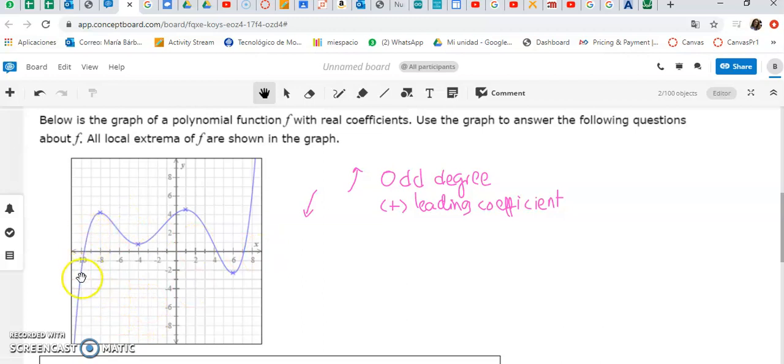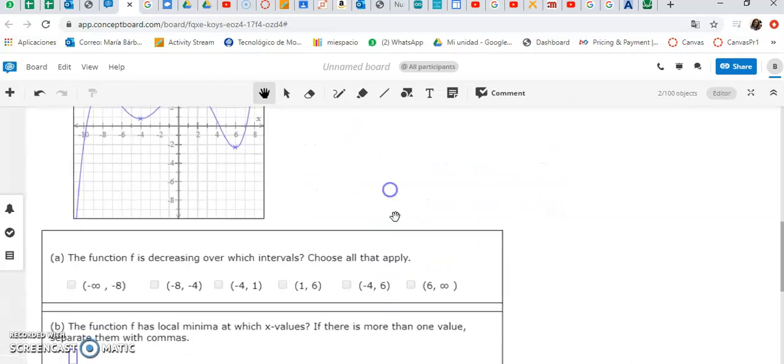As you can see, this is falling to the left and it is rising to the right. So when we have this behavior, we can say that this is an odd degree. We cannot know the degree exactly, but this is an odd degree because it is falling to the left and rising to the right. And we can say also that the leading coefficient is a positive number because we have this behavior. If it were negative, it would be rising to the left and falling to the right. Okay. Now, once we have seen this, let's go to check the questions.